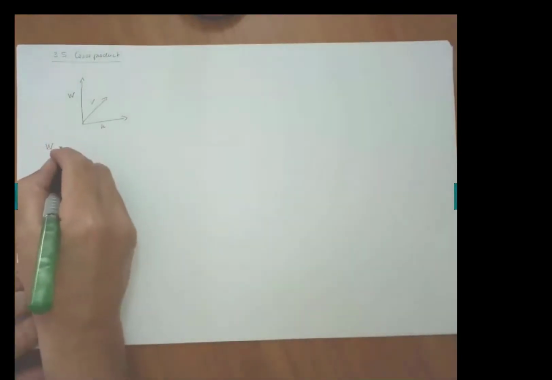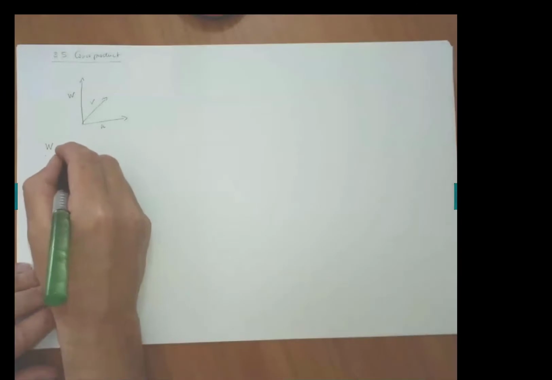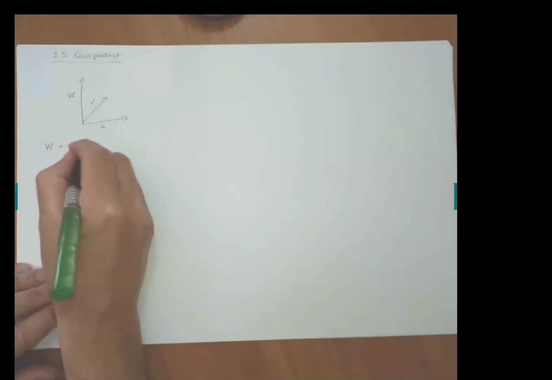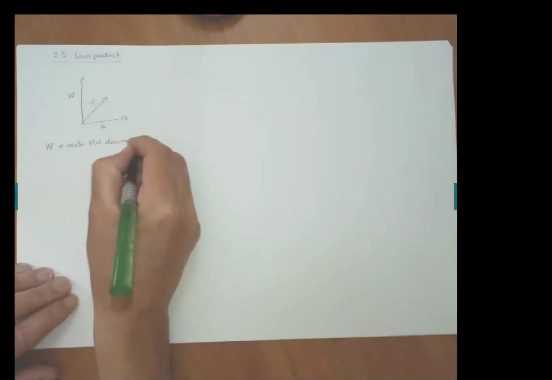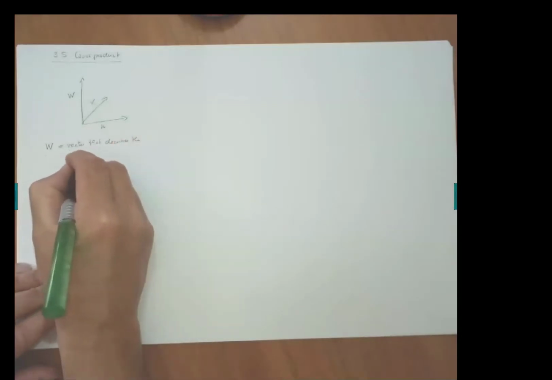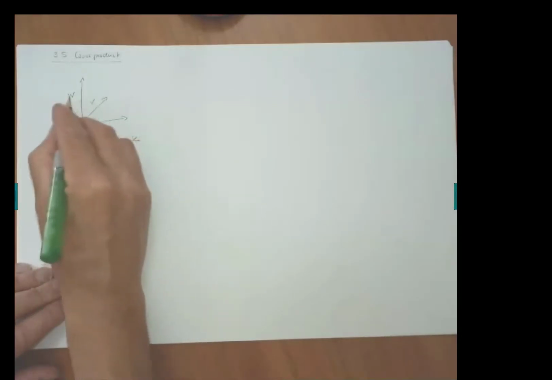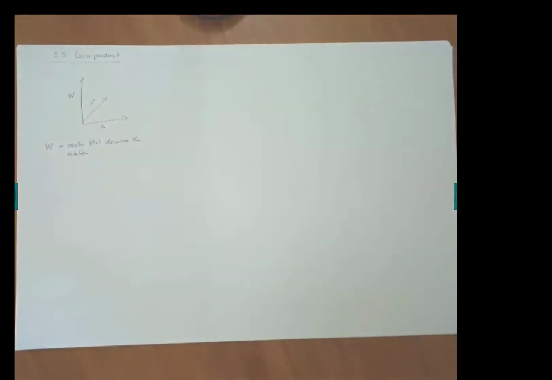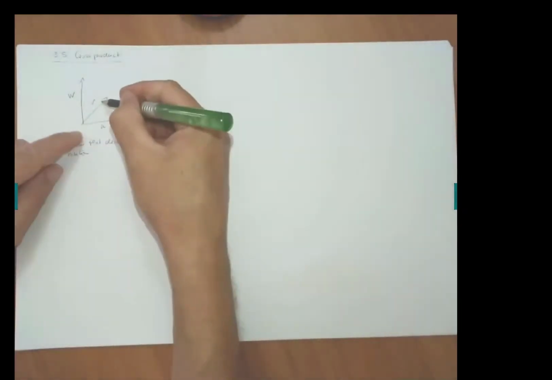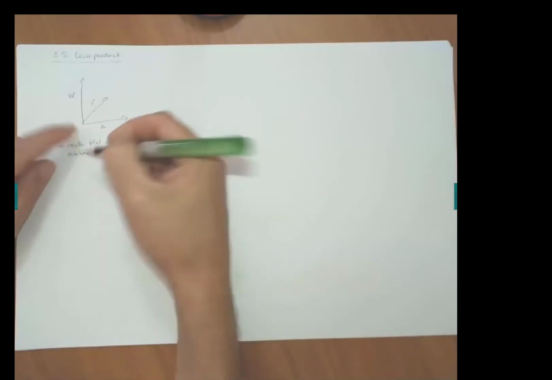So W is the vector that describes the rotation. It means it rotates around the axis of W, and if the vector goes longer, it's more torque. If the vector is shorter, it's less torque. And W can also point down if this vector would point in the other direction.